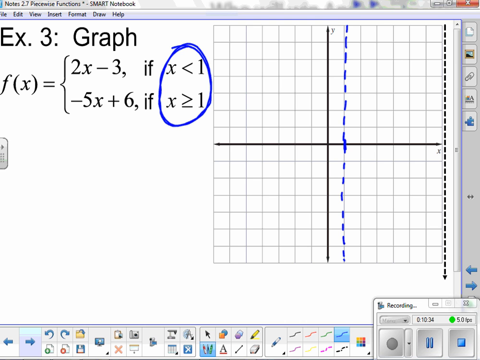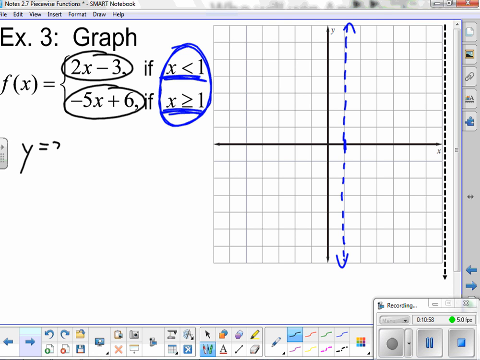So right now, I'm looking at this. I'm either going to be looking at the left side of that blue line or the right side of that blue line, depending on what my domain restrictions say right here. Okay, so now at this point, I'm going to split this into two separate equations. I'm going to have a top equation and a bottom equation. Now I'm going to write it as y equals 2x minus 3. That's the top equation. Now I only want that top equation if my x values are less than 1.